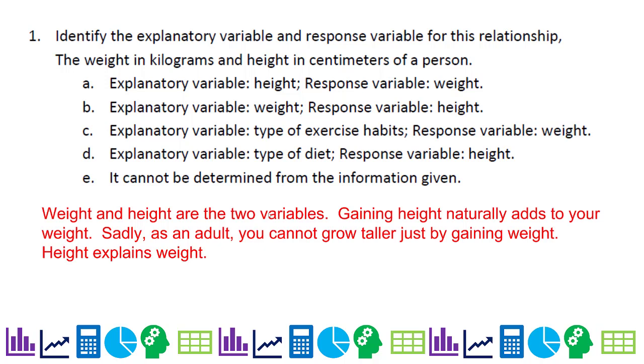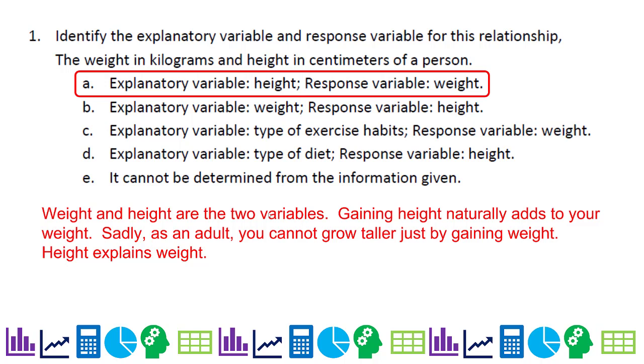Gaining height naturally adds to your weight. Sadly, as an adult, you cannot grow taller just by gaining weight. Darn. All right, so height explains the weight. Weight doesn't explain the height. So the answer choice here is A, the explanatory variable is height, and the response variable is weight.